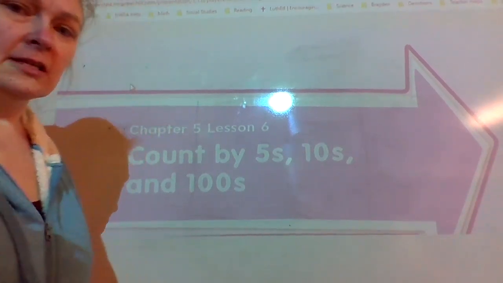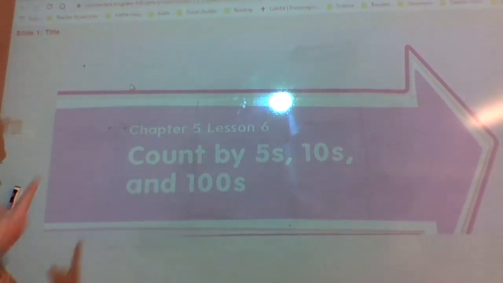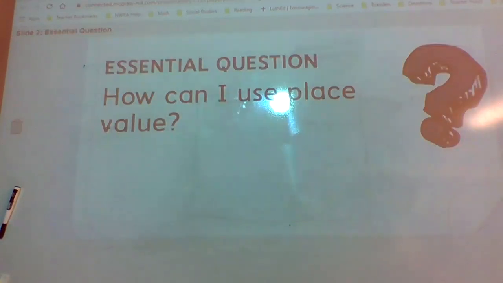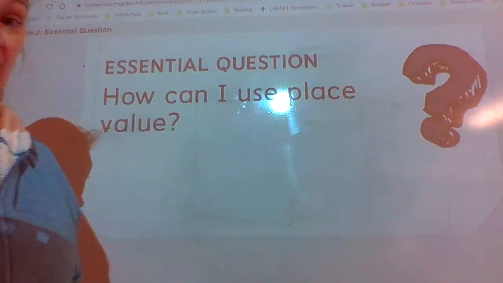All right. So today we're going to talk about counting by fives, tens, and hundreds. So what are we doing? We're skip counting. Oh yeah, like we've never done that before, right? Every day on our morning work. So how can I use place value to help me skip count?